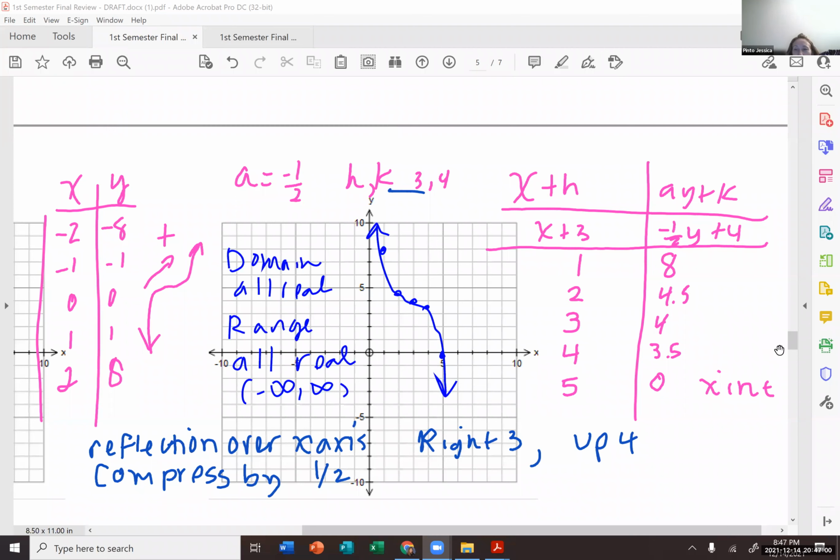And then which did I miss? Increasing and decreasing. So this one just has the decreasing interval and no increasing interval. So those are all the ones that you guys have asked for, which is great.